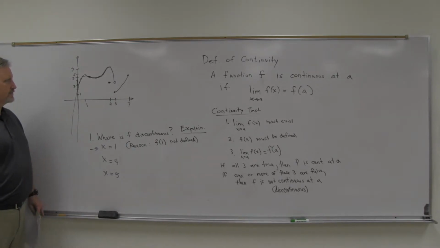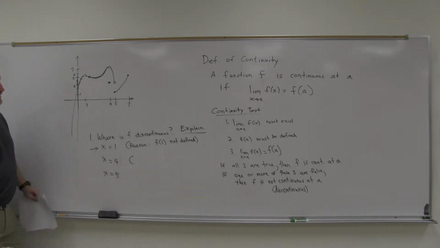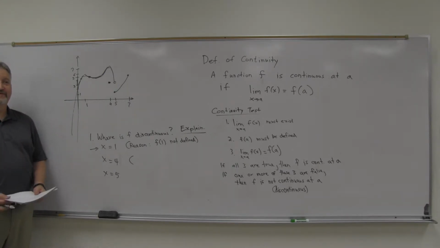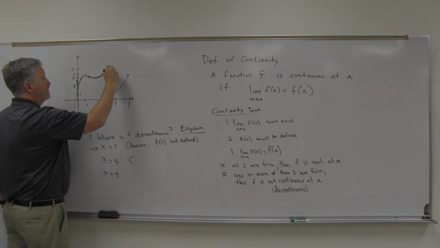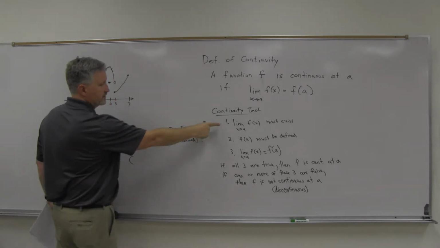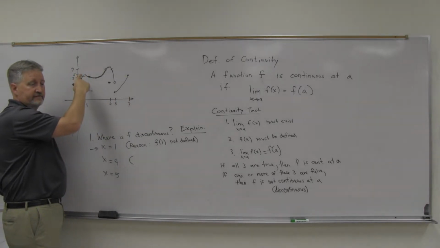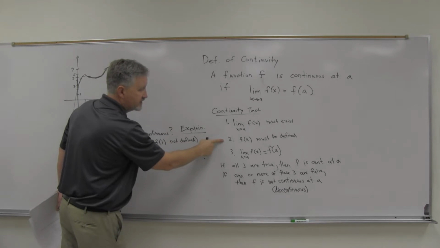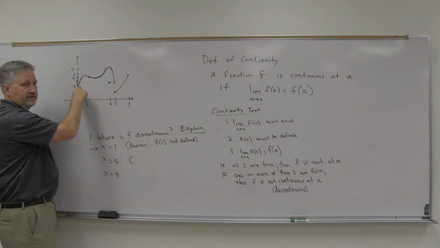All right, what about x equals 4? Same reason? It's not the same reason. The reason on that one is different. We have a limit as x approaches 4 because from the left, from the right, we are coming into that 7 value. So the limit as x approaches 4 is 7. We've got a limit, it's 7. We've got a function value. What's the function value at 4? The function value at 4 is right here, it's 3.